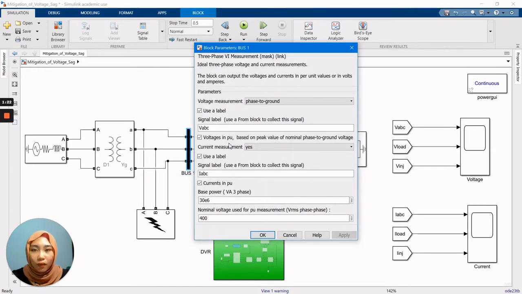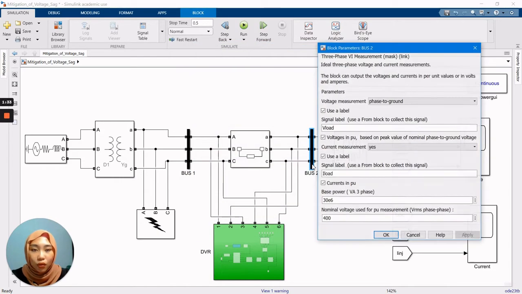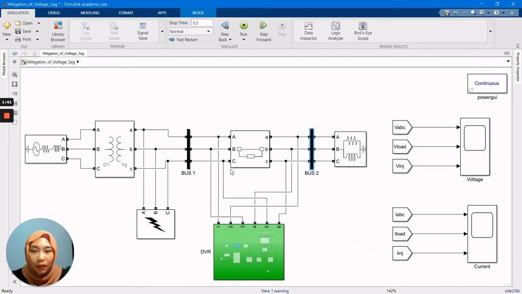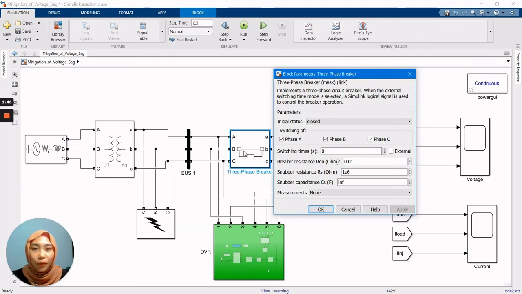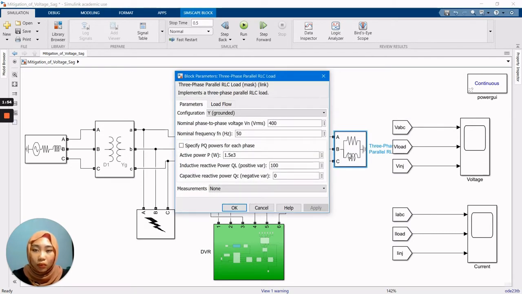Bus number 1 is to indicate the voltage ABC from the transformer as well as current ABC from the transformer. The VRMS is 400, and bus number 2 is to indicate the voltage and the current value in the load. The VRMS is also 400. Between these two buses, there is a three-phase breaker, which is initially in a closed condition. And then we have the three-phase connected load. The VRMS is 400 and the frequency is 50.